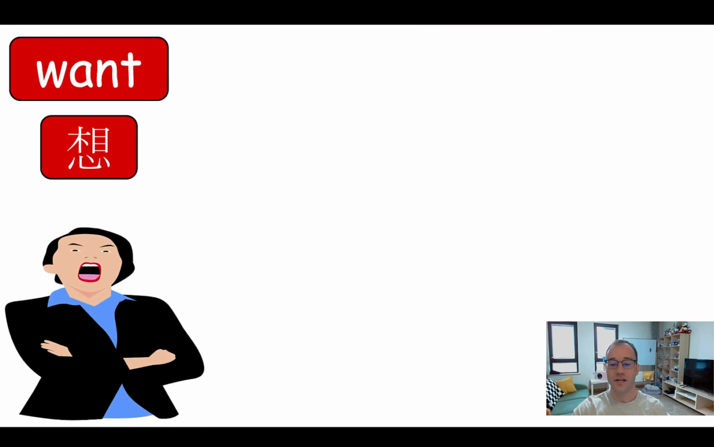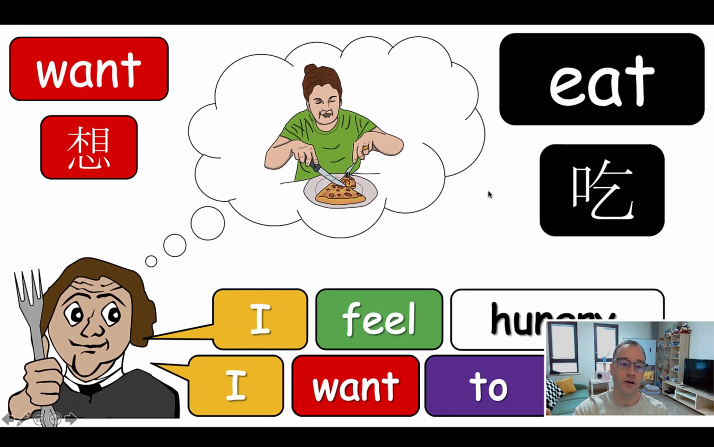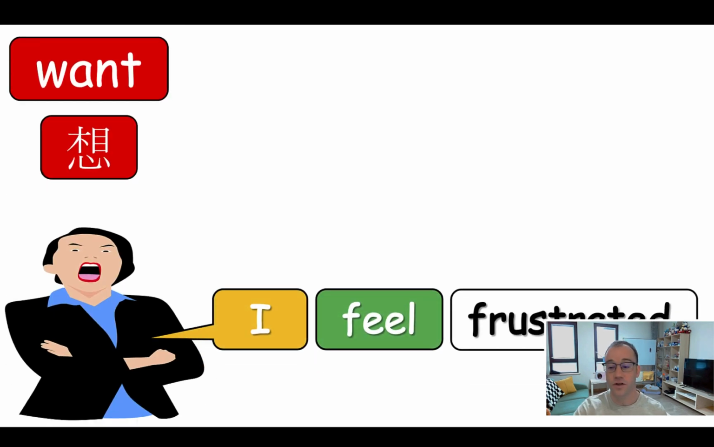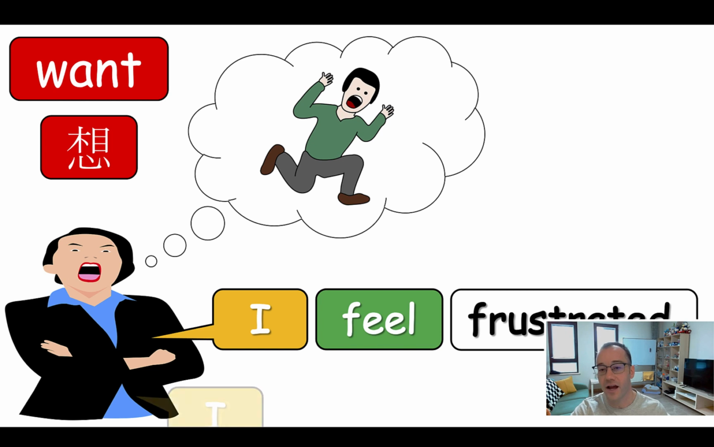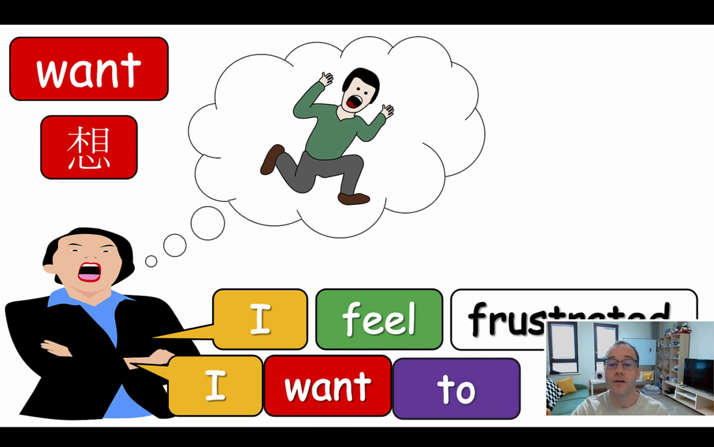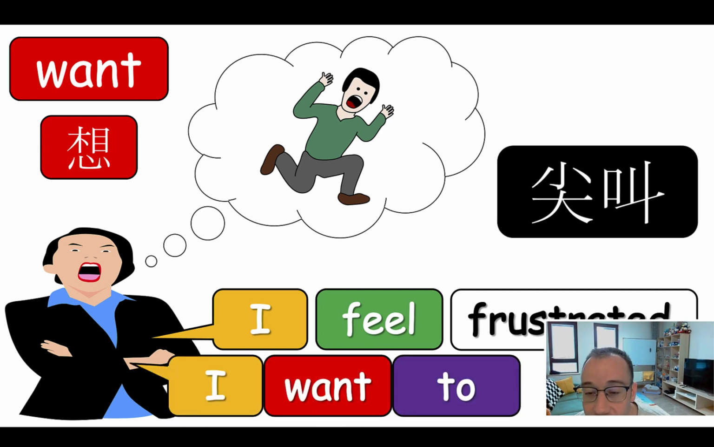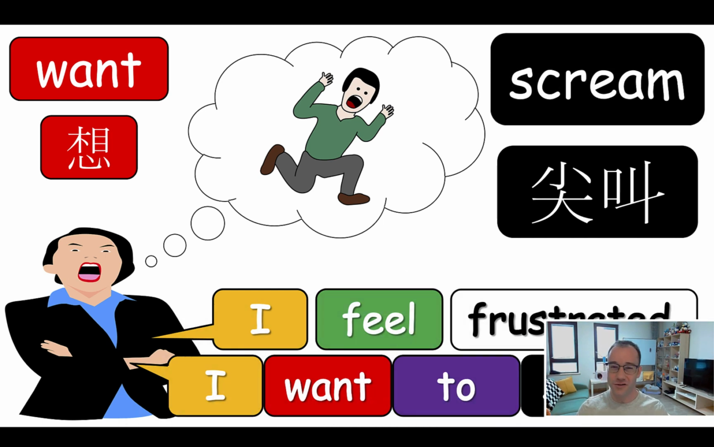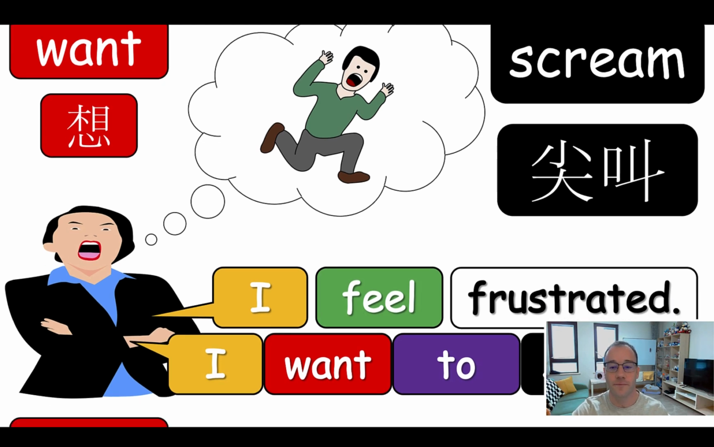Okay, so each one of these, it's a cause and effect, right? We learned hungry last week. Now, what do we do when we're hungry? We want to eat, okay? Next one. So I feel frustrated. What do I want when I'm frustrated, okay? So I want to, all right, what is this word? What's this word? See if the students know. It should be scream, okay? So when you feel frustrated, you want to scream, right? That's what you want to do. You definitely want to scream, okay?